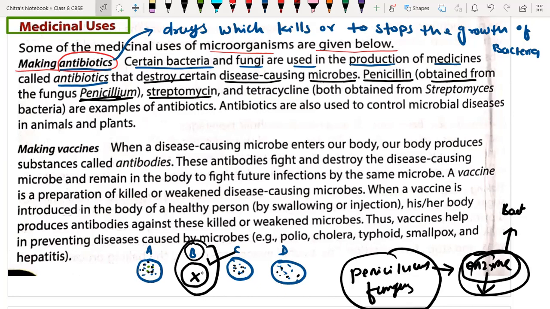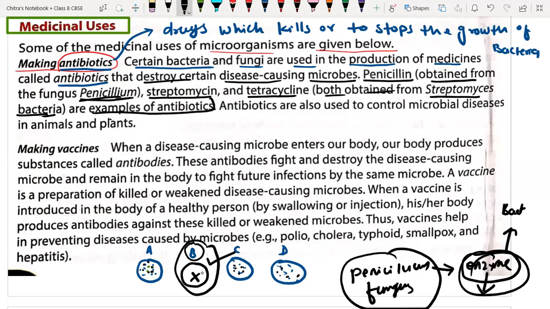Streptomycin is again an antibiotic drug prepared by using microorganisms like bacteria and fungus. So here we have streptomycin and tetracycline, both obtained from the Streptomyces bacteria. Again, these two antibiotic drugs are obtained from bacteria only, while penicillin is obtained from fungus. These are examples of antibiotics.